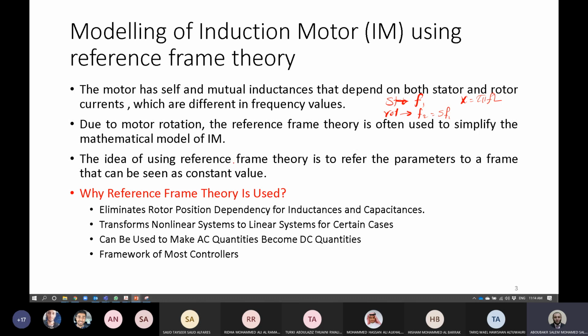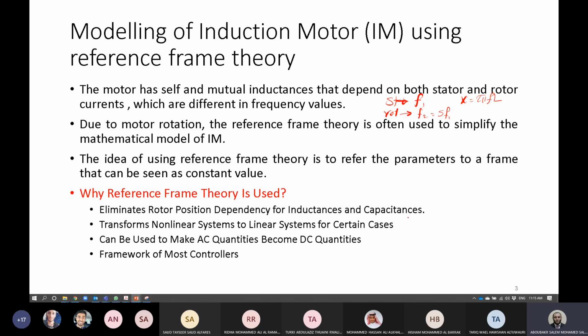The idea of using reference frame theory is to refer the parameters to a frame in which they can be seen as constant values. So why is reference frame theory used? It eliminates rotor position dependency. So the parameters will not depend on the rotor position, and this is very important, especially for inductances or capacitance.